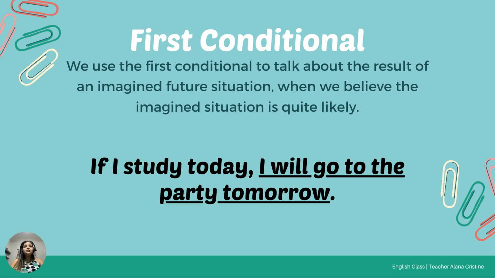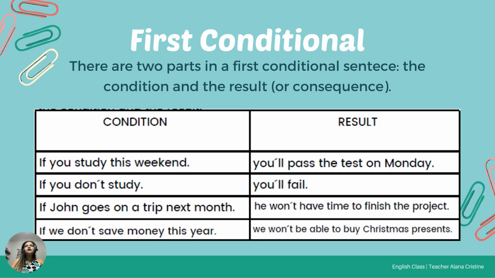Ok? So, guys, when we talk about first conditional, we can divide the first conditional into two parts. In the first part, we have the condition. And in the second part, we have the result. Let's take a look at them. There are four examples for you here.